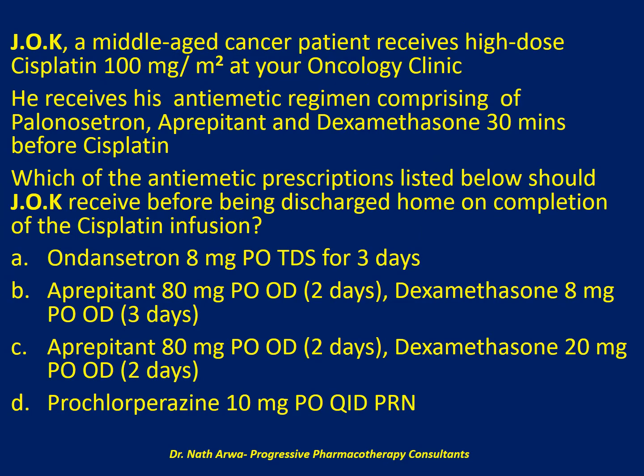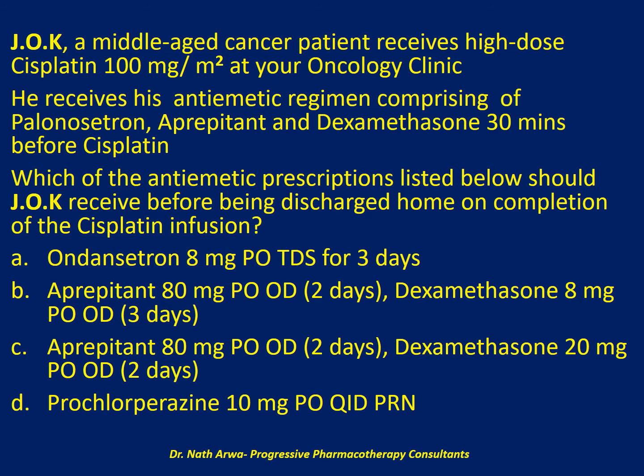And it reads, J.O.K., a middle-aged cancer patient, receives high-dose cisplatin, that is at a dose of 100 milligrams per meter squared at the oncology clinic. He receives his antiemetic regimen comprising palonosetron, aprepitant, dexamethasone 30 minutes before cisplatin. So my question to you is, which of the antiemetic prescriptions listed below should J.O.K. receive before being discharged home on completion of the cisplatin infusion?